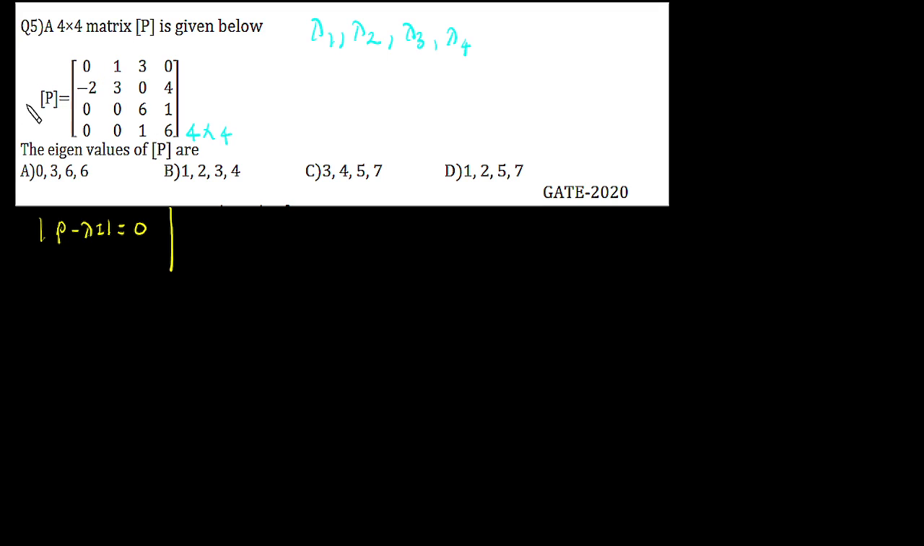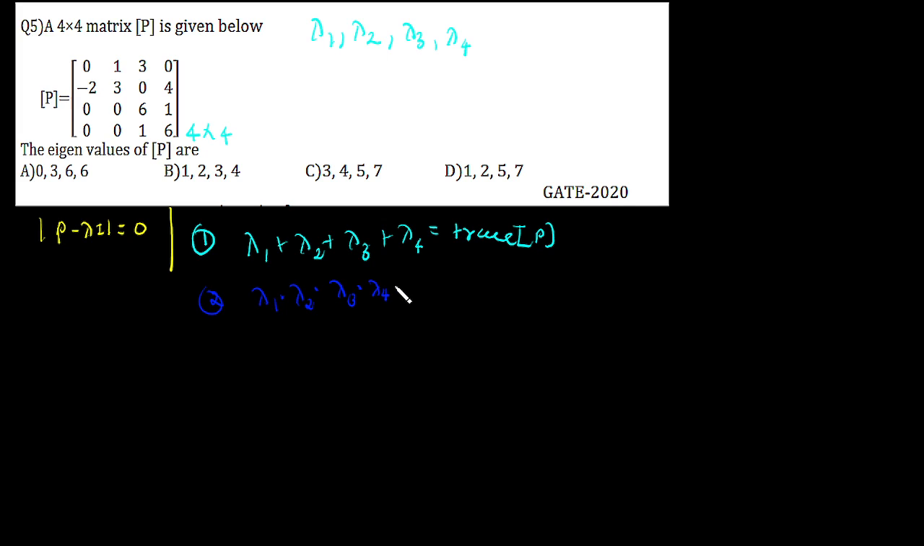So now we use two properties of the eigenvalues. The first property says if I add all the eigenvalues, here lambda 1, lambda 2, lambda 3 and lambda 4, so if I am adding those four numbers, it is exactly the same as the trace of the matrix. Here the matrix is P. The second property says the multiplication of all the eigenvalues, here we have four eigenvalues, so the multiplication of those four numbers is nothing but the determinant of matrix P.